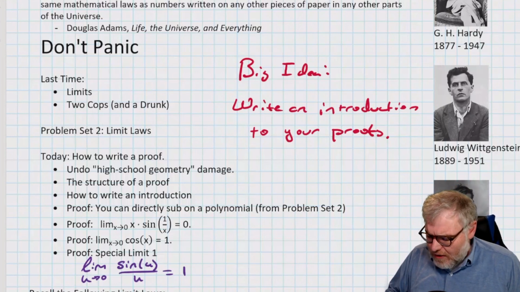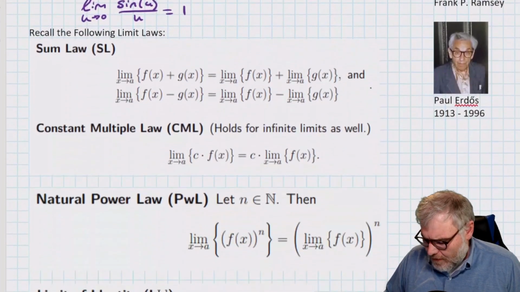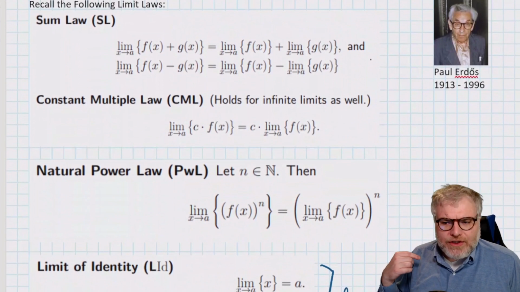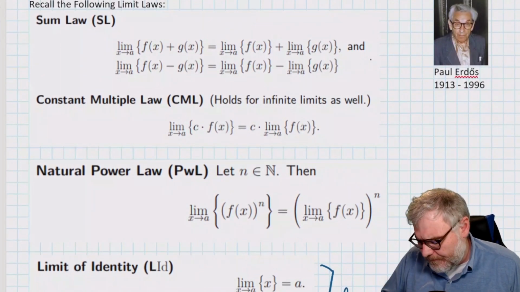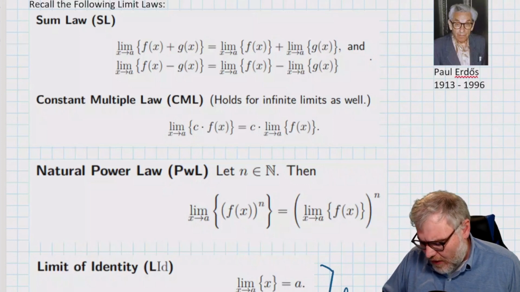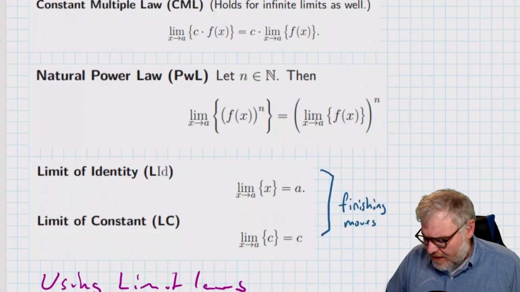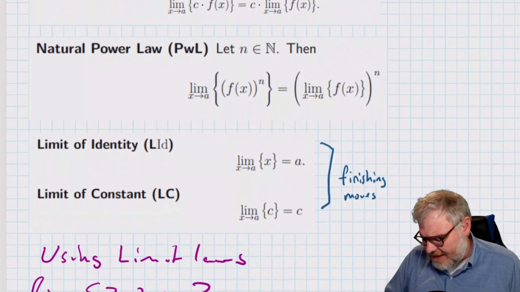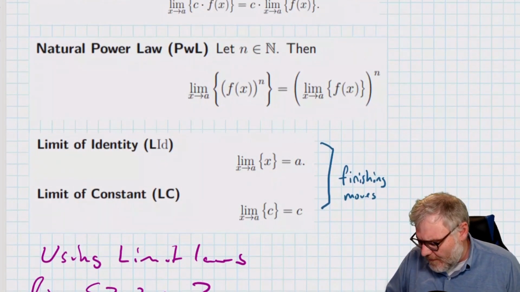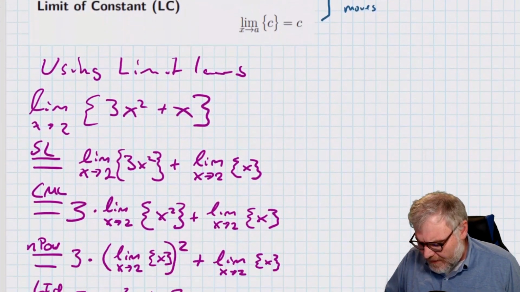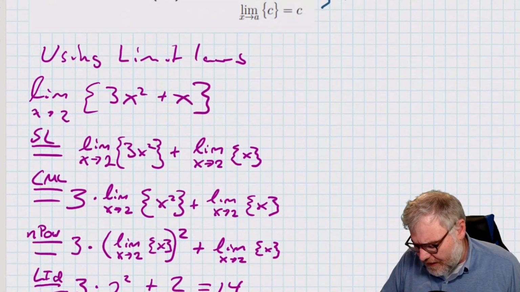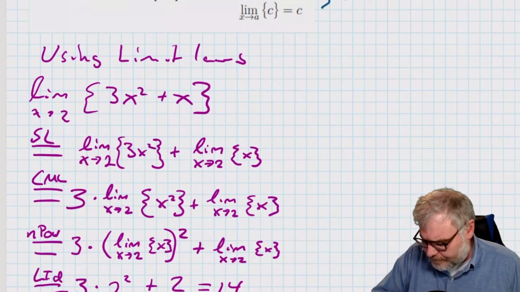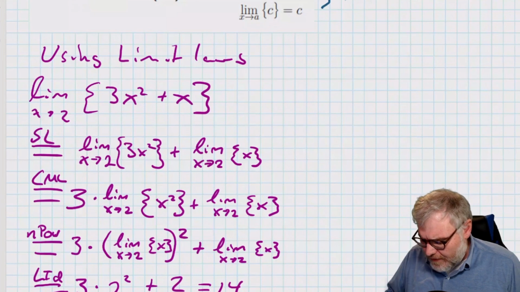All right, so we're going to start with the limit laws that we did in problem set 2. Among the other limit laws, we had the sum law, the constant multiple law, the natural power law. These were kind of the intermediate steps. And then we had these two finishers, the limit of the identity and the limit of the constant. To show you how they work together, I'm going to use the limit laws to compute the limit as x goes to 2 of 3x squared plus x.